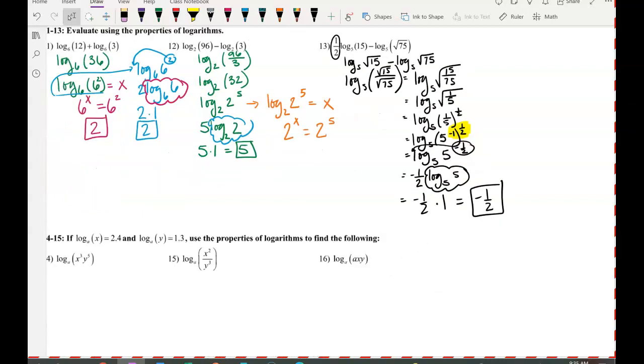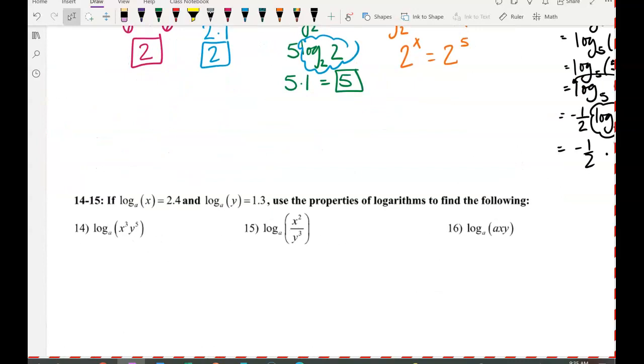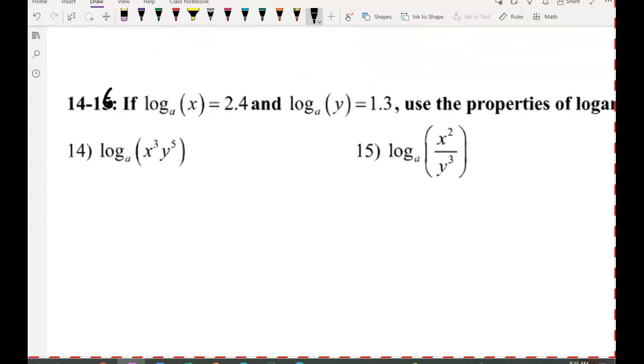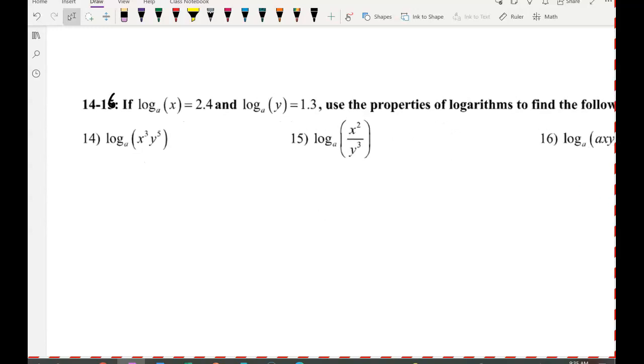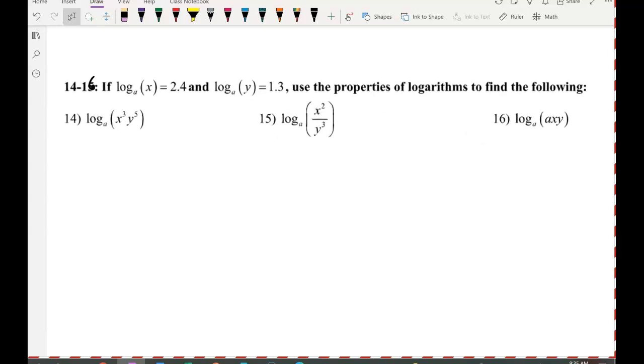All right, last couple. Examples 14 to 15. You know what? I think we meant to say 15 to 16, right? Okay, 14 to 16, because there are 3 questions here. So it says here, if log base a of x equals 2.4 and log base a of y equals 1.3. As you can see, we don't know what base a is. A is just a variable. X and y are also variables. Use the properties of logarithms to find the following.